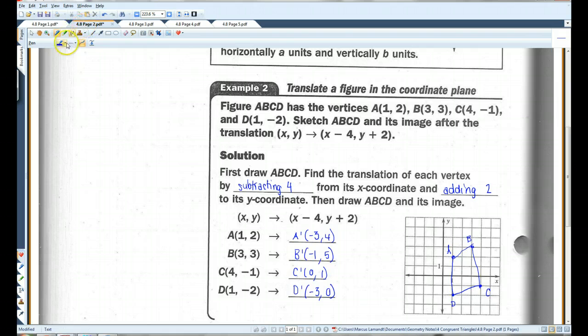And I'm going to change colors for this next one. A prime is at (-3, 4). B prime is at (-1, 5). C prime is at (0, 1). D prime is at (-3, 0).